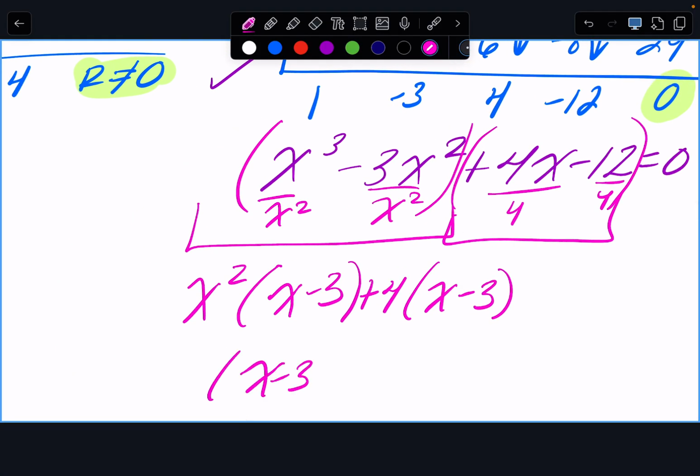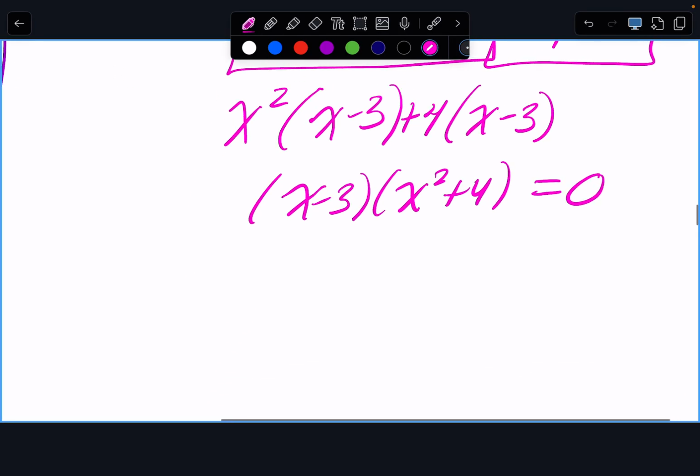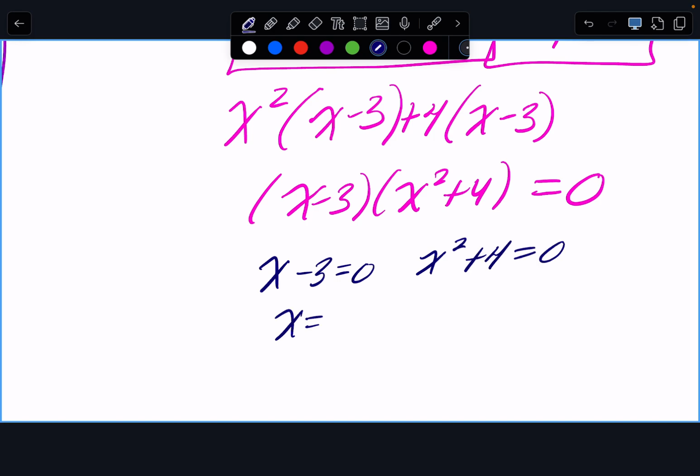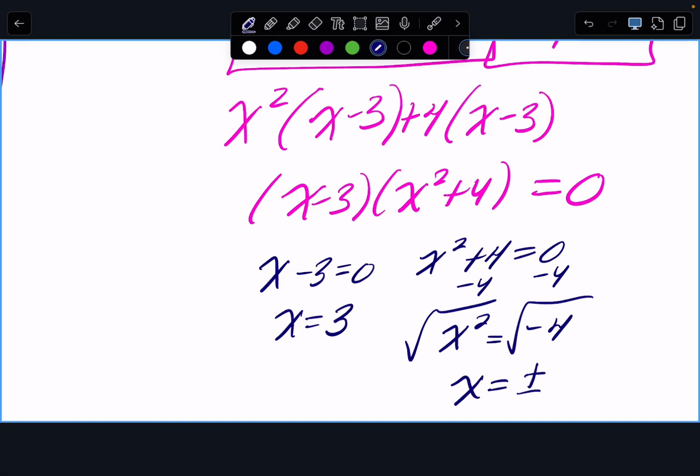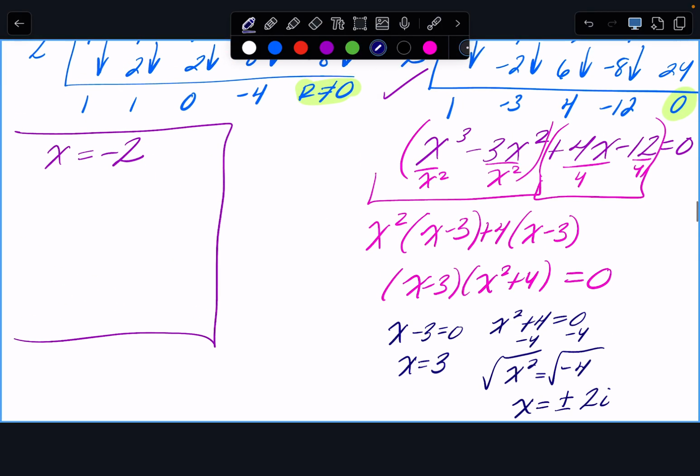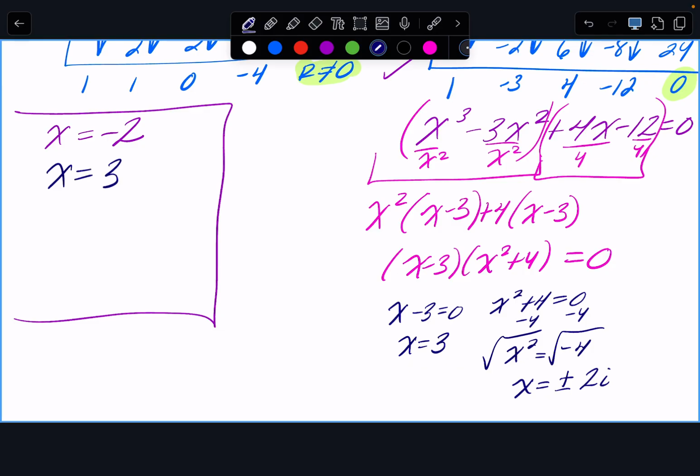So pull out our x minus 3, left is x squared plus 4. There's our linear and irreducible quadratic factors. If we're just solving, let's just finish. X minus 3 equals 0, x squared plus 4 equals 0. We're going to solve. X equals 3, subtract 4. X squared equals -4, square root it. So x is equal to plus and minus 2i. All right, let's go add it to our solution set. X equals 3 and x equals plus and minus 2i.